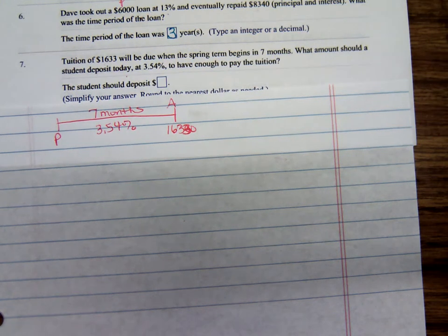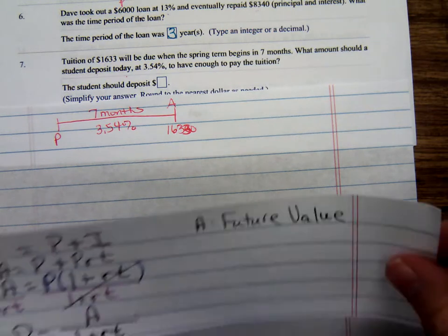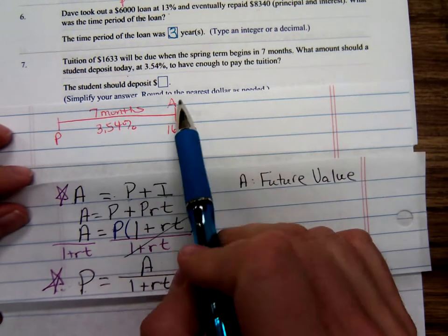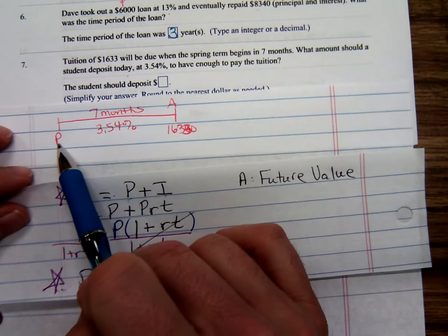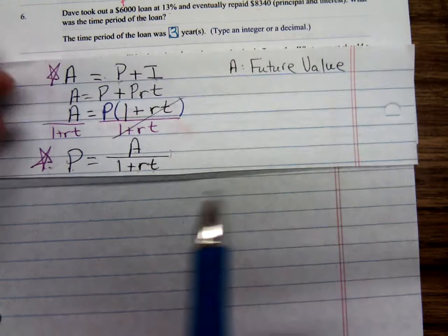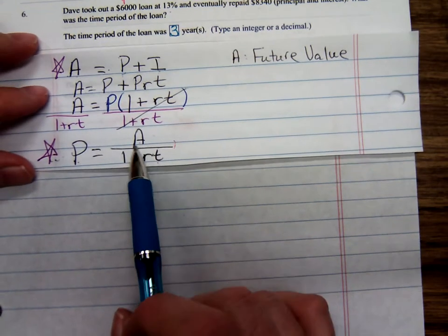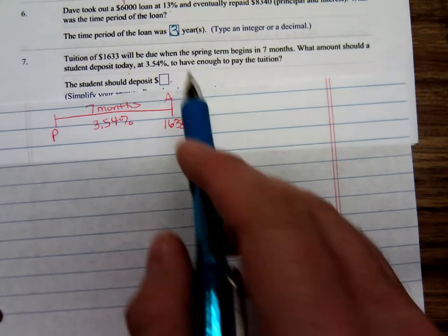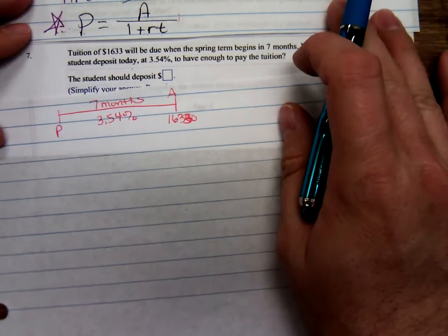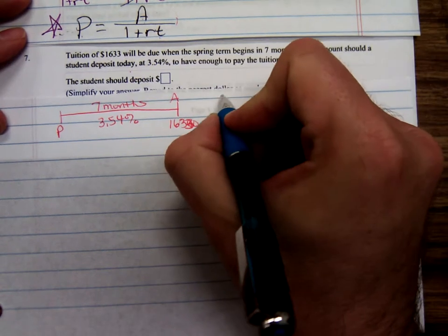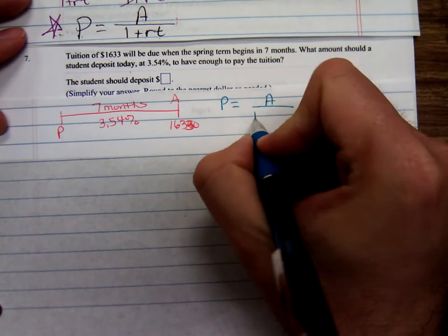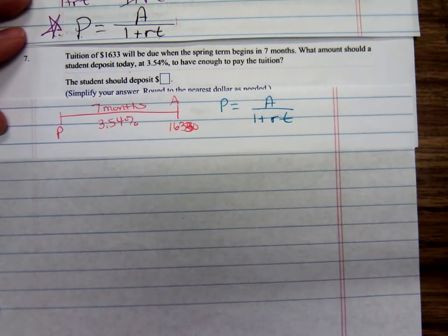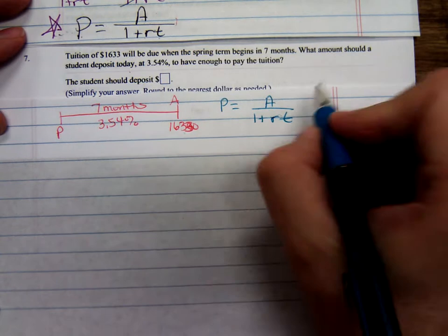Well, how do we do that? Notice, look at the amounts that are given. This $1,633, that's a future value. You're trying to find the present value. We've done a problem like that, or maybe 2 like that, where we knew the future value, we're trying to find the present value. This problem we're doing is an application of that P equals A times 1 plus RT formula. The future value is $1,633.